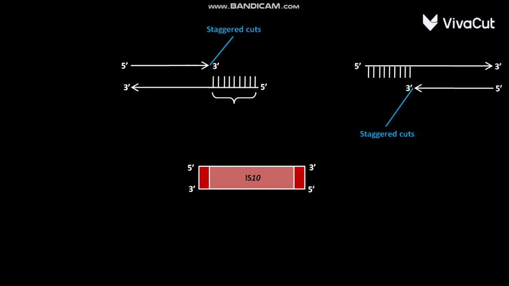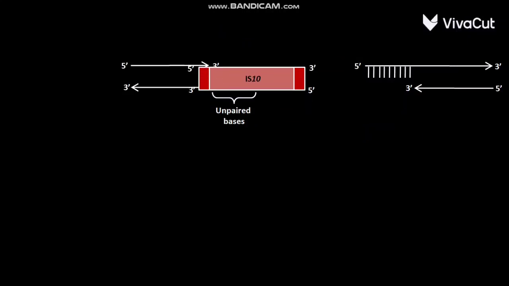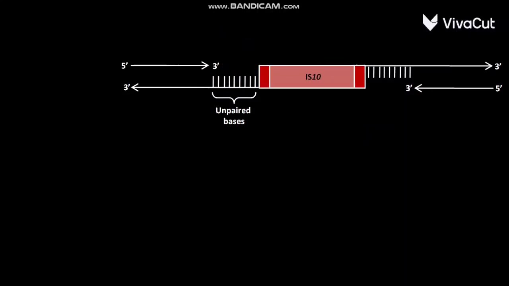These are the unpaired bases in the staggered cut DNA. These are the staggered sites in the target DNA. Now, the excised IS-10 element moves towards the staggered sites in the target DNA.